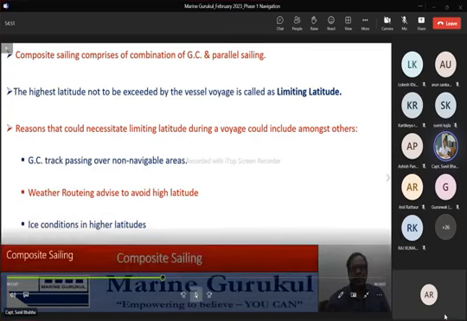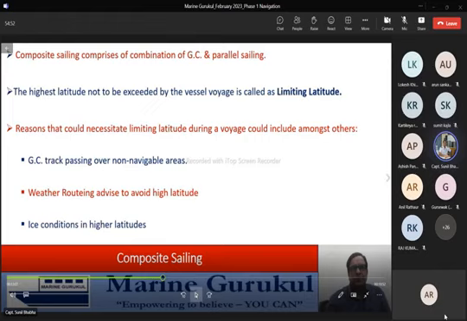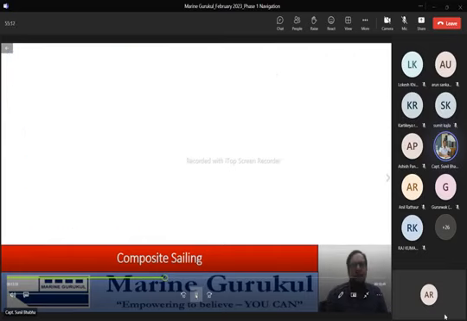So this is what we already discussed. So if there are reasons to limit the latitude, then to strike a balance between the shortest distance and a safe track, we could use what we have called composite sailing.